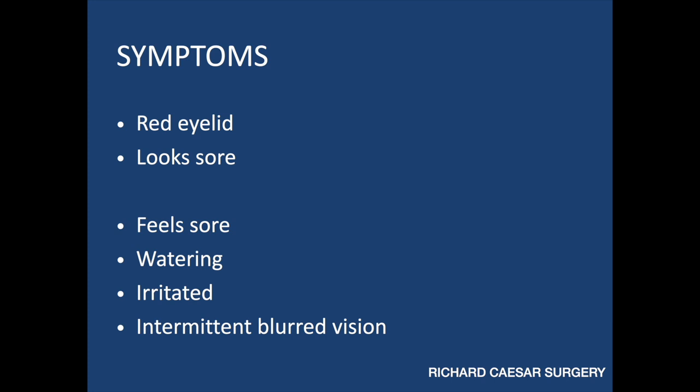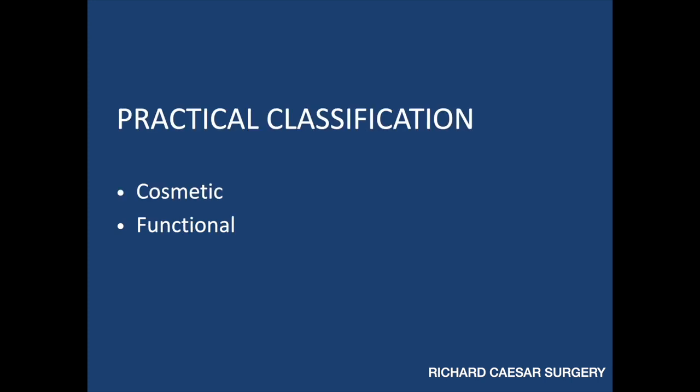Now, the symptoms of ectropion are really very, very straightforward. There's a cosmetic component in that the lid is rolled away from the eye and it looks sore. And then there's a functional element in that it feels sore, it's irritated, the eye's watering, there's a problem with the tear film, there's intermittent blurred vision. And therefore, there's a very sensible subdivision, a practical classification of ectropion into cosmetic ectropion and functional.